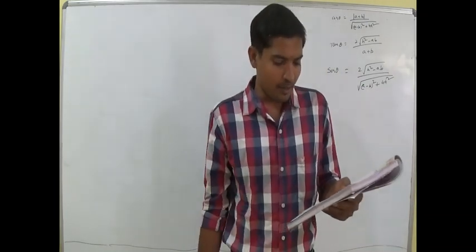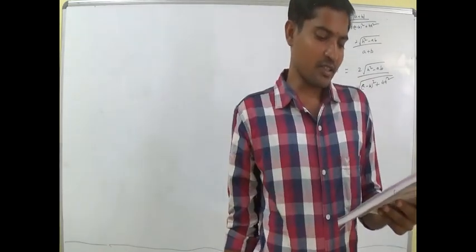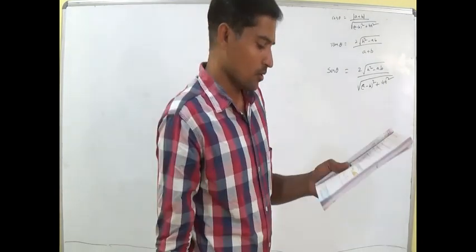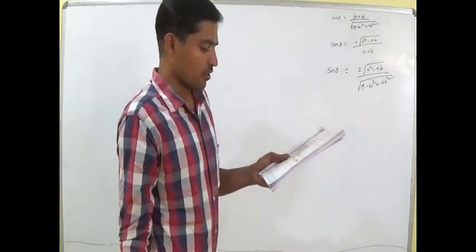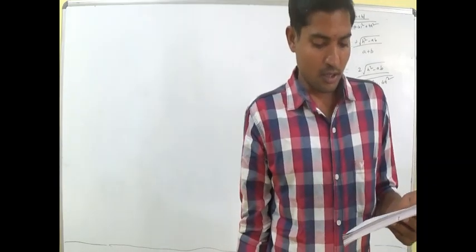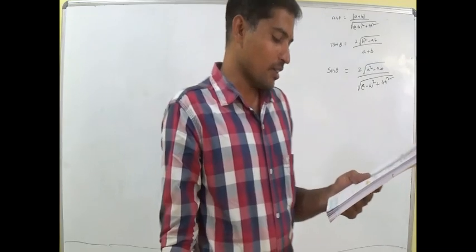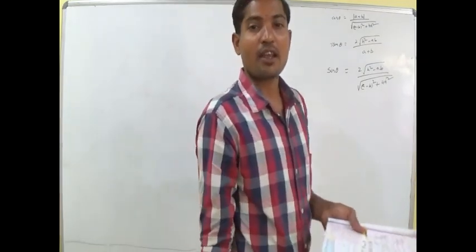The lines represented by the equation 6x square minus xy plus 4c y square equal to 0 are 3x plus 4y equal to 0 and kx minus 3y equal to 0. Then find the values of c and k.